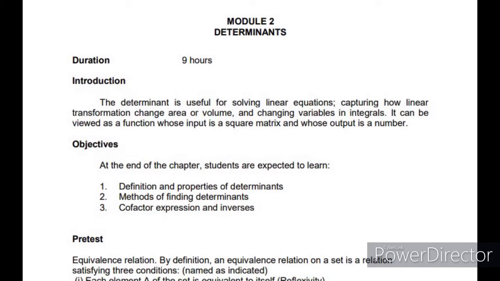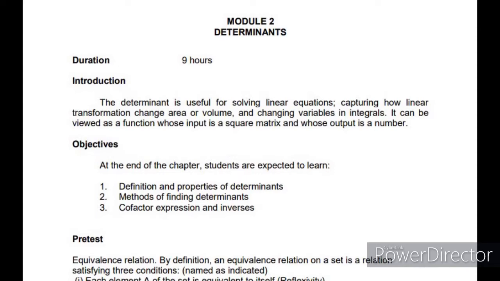So for the introduction, the determinant is useful for solving linear equations. In what way? By capturing how linear transformations change area or volume, and changing variables in integrals. Because as we recall, in integrals, we are assigning numbers to functions to describe such changes.